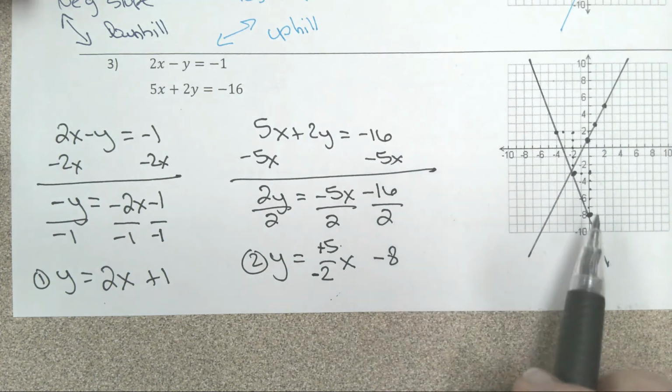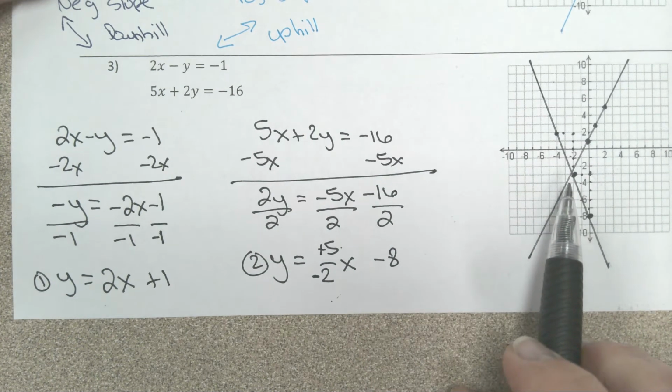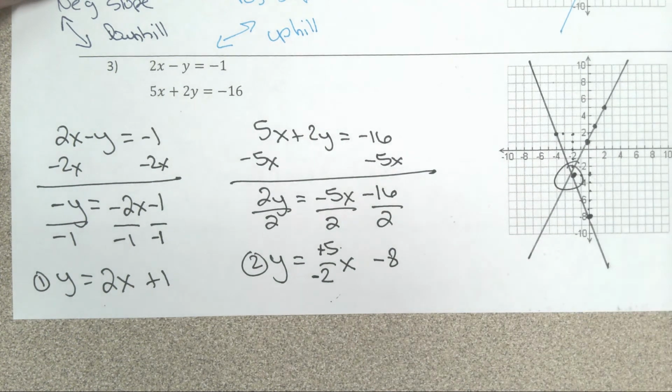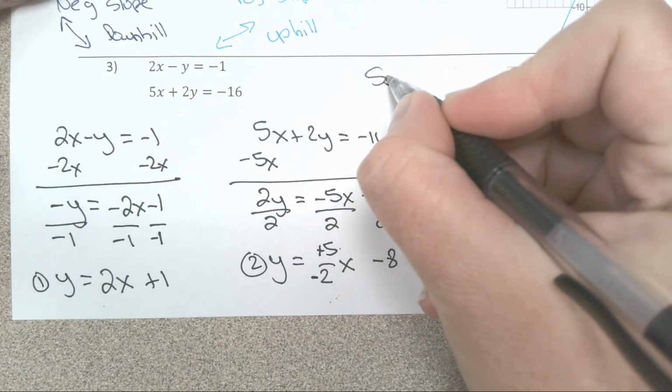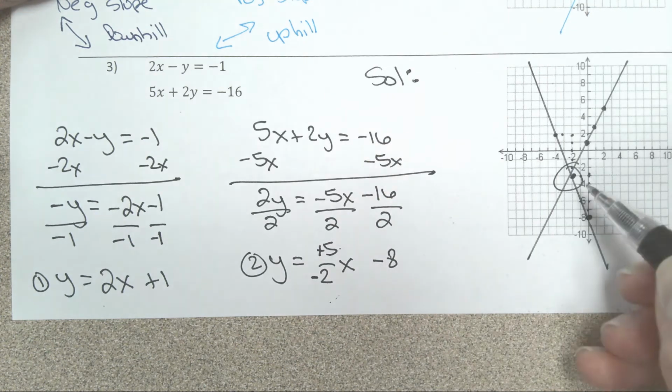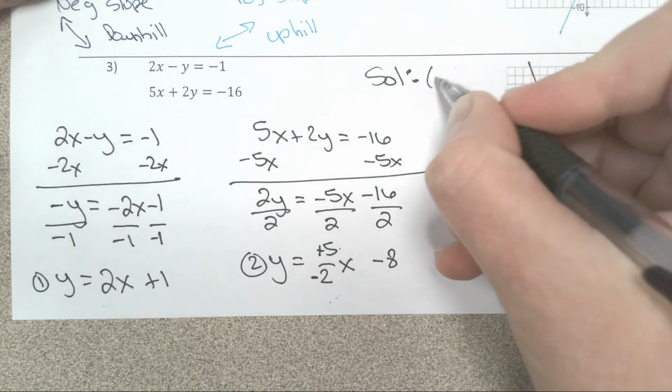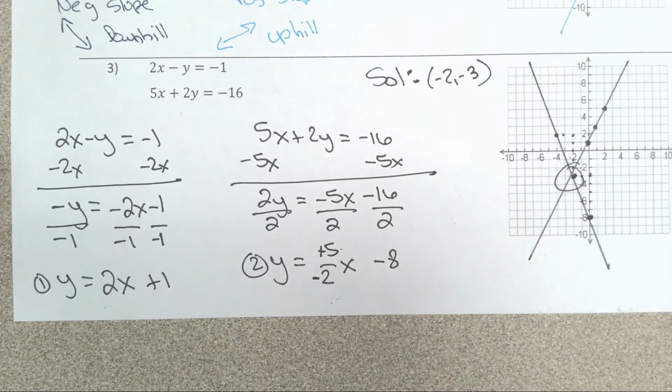And I'm sure you'll agree with me that this is the downside of graphing, is that if your ruler gets a little bit off, it's a little bit challenging. But my solution is right here at negative 2, negative 3.